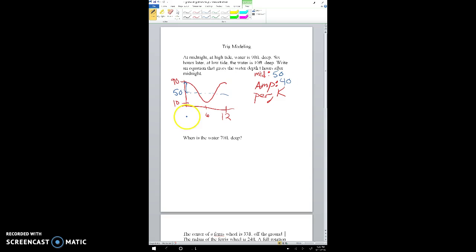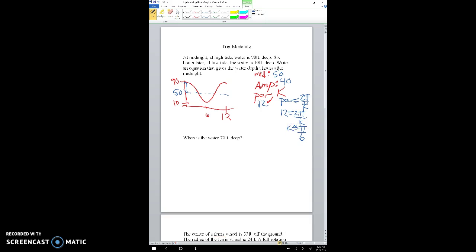Our period is 12. It takes 12 hours to complete a cycle. And if you remember from graphing, we had this little formula. Period equals 2 pi over k. Now, instead of knowing k from the equation, we know the period, and we're going to figure k out. So we know that the period is 12. Take my word for it, when you solve for k, you get k equals pi over 6. If you need to pause it for a second and see why that's true, go for it.